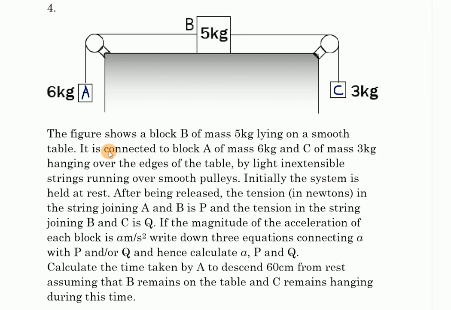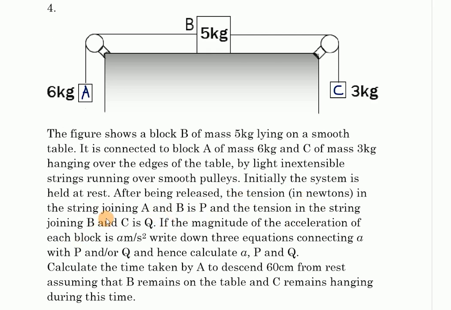Let's just say what they are saying here. The figure shows a block B of mass 5 kg lying on a smooth table. It is connected to block A of mass 6 kg and C of mass 3 kg hanging over the edges of the table by light inextensible strings running over smooth pulleys. Initially, the system is held at rest. Take note of that.